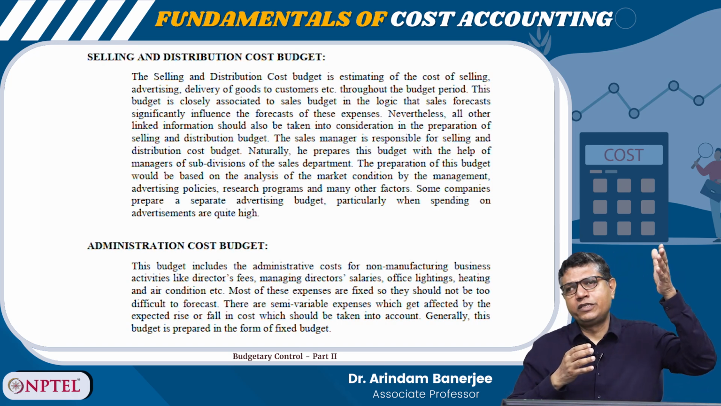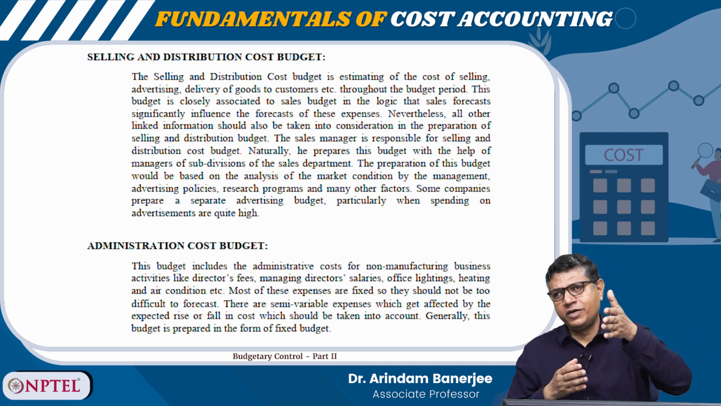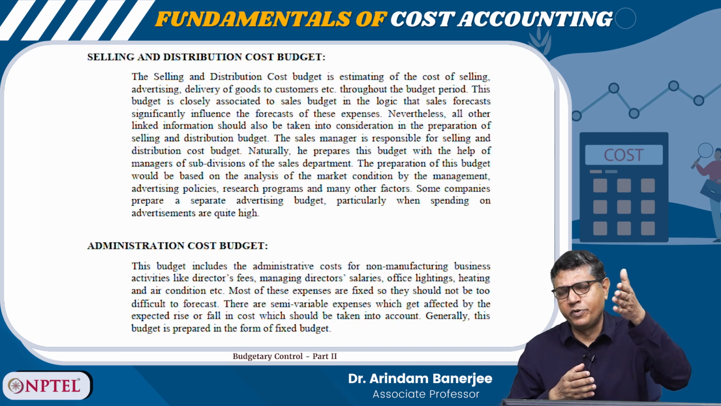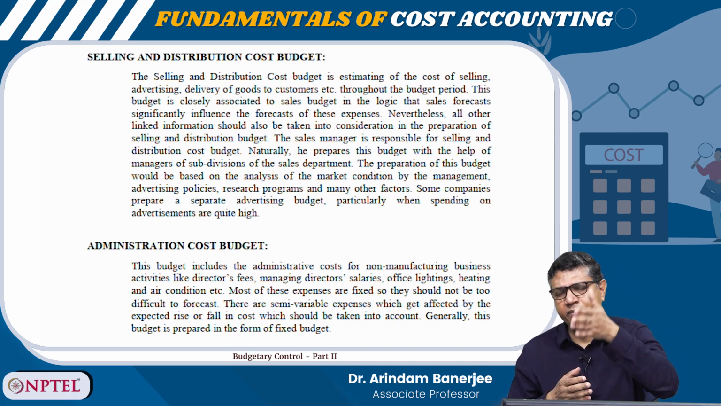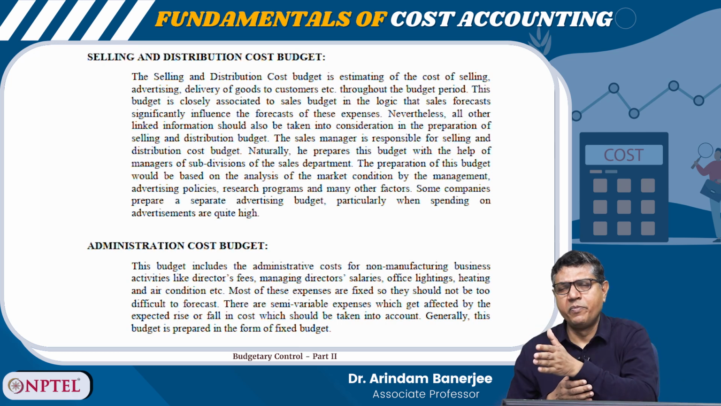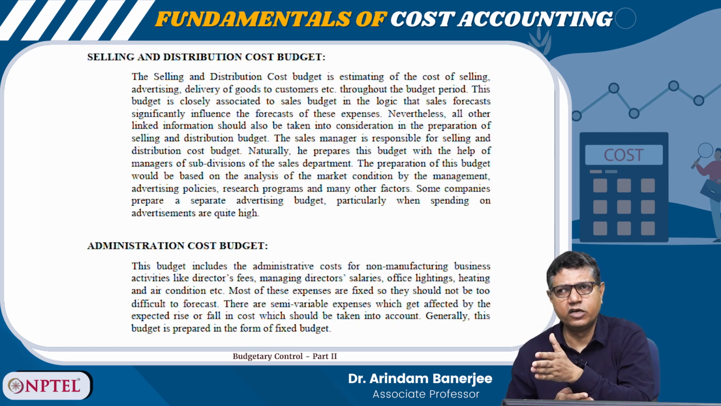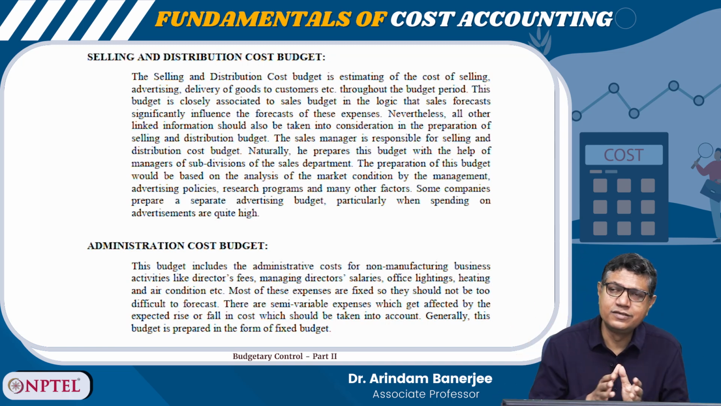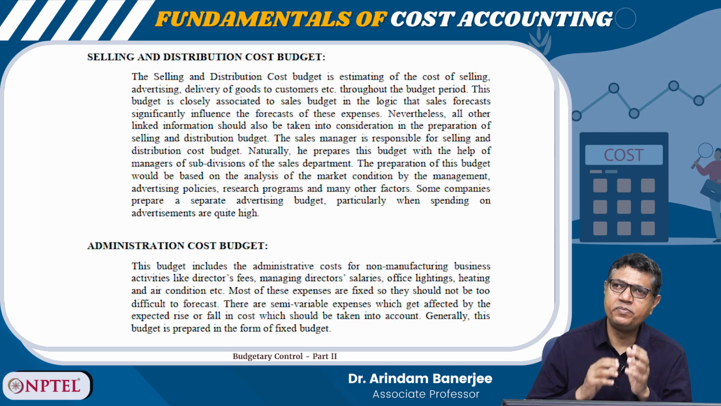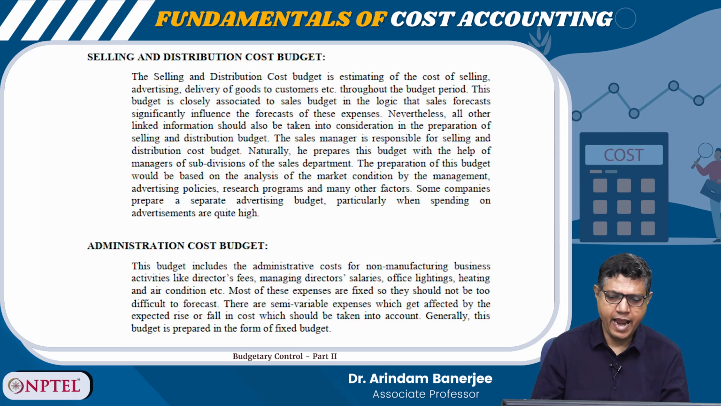Now we started with the sales, we went to the production budget, and in the production budget we prepared the material budget, labor budget, overhead budget, then we prepared the selling and distribution cost budget. Now for running all these things we need one administration. There must be some administrative infrastructure in place. So to keep maintaining and running that administrative structure, we need to prepare a budget which is called the administration cost budget.